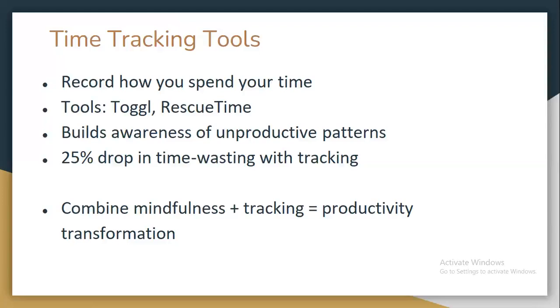So there is a 25% drop in time wasting when people track their time. Studies have found that for those who are able to track their time well, they are able to drop time wasting by 25% just by being aware of the present. Okay. So it is important to combine mindfulness and tracking, okay, so that it will yield the transformation and the productivity that we are looking for.